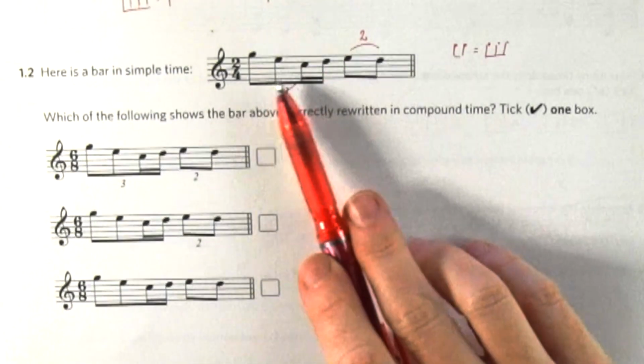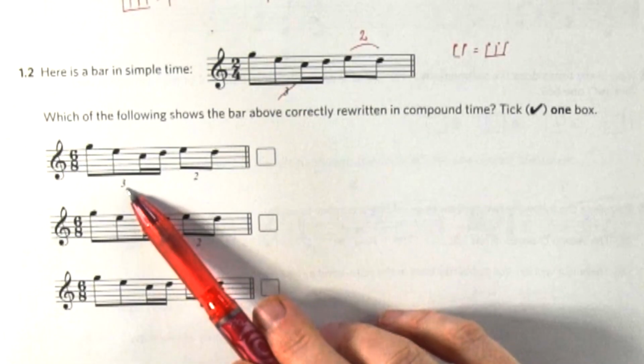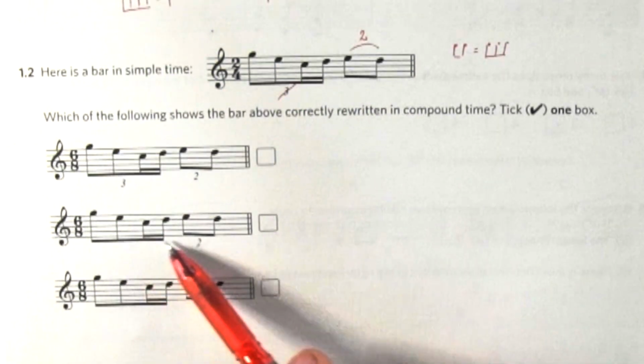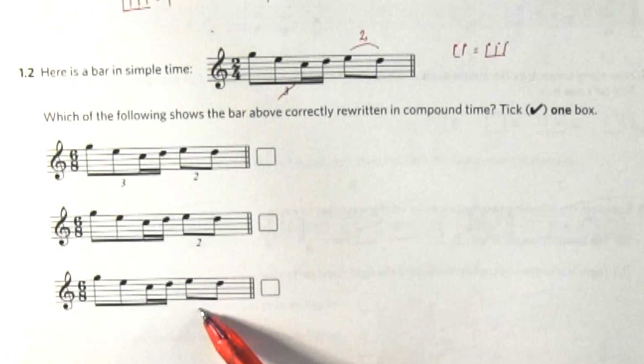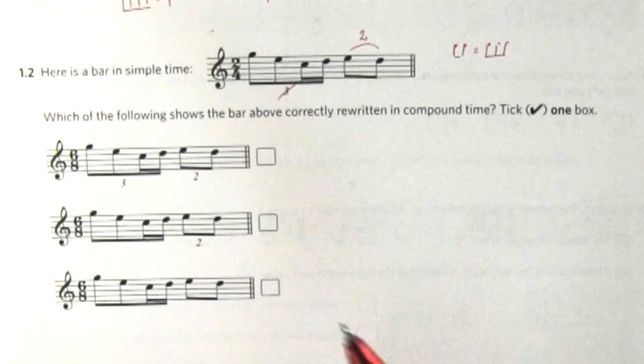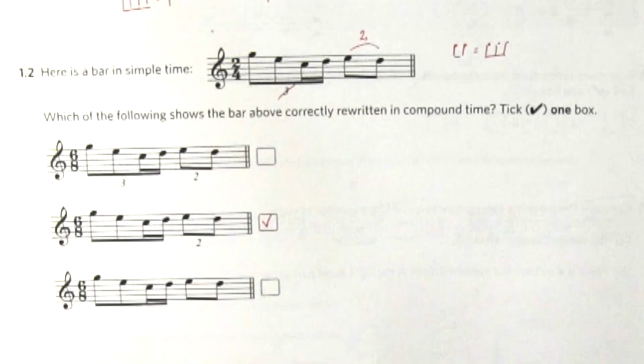So where do we have this combination? Here we don't have it because of the triplets. Here we have it, and here we don't have it because the duplet symbol is missing. So the right answer is the second. And I hope that this was useful, and let me know.